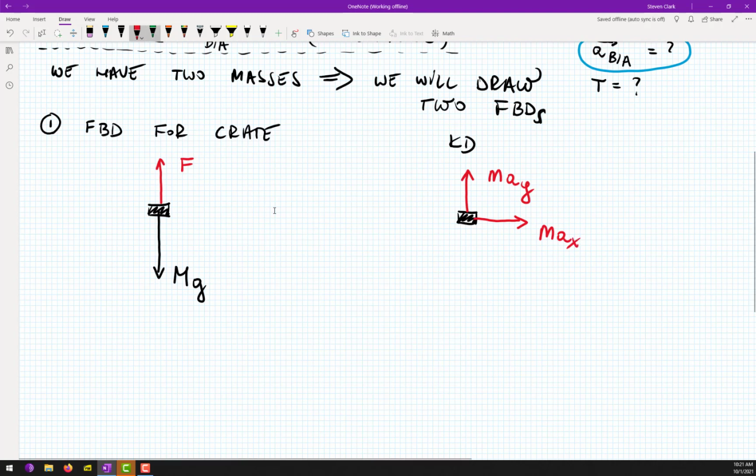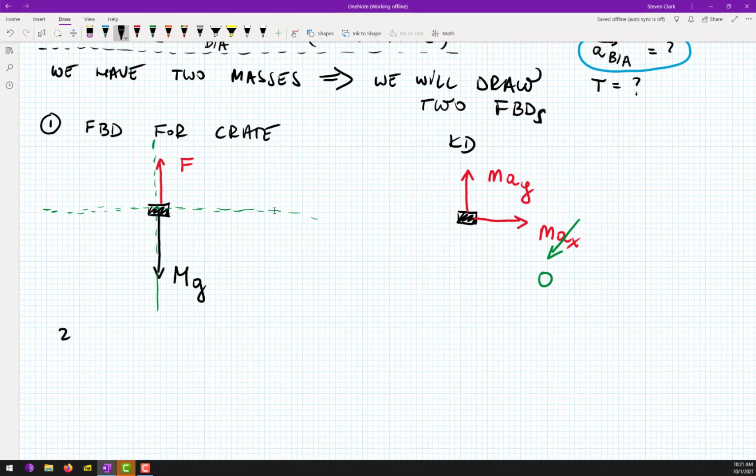MAX. You guys can clearly tell me that AX will be 0. Why? Because there are no forces acting in this direction. Do you see? Forces act only along the vertical direction. That's why MAX is 0.